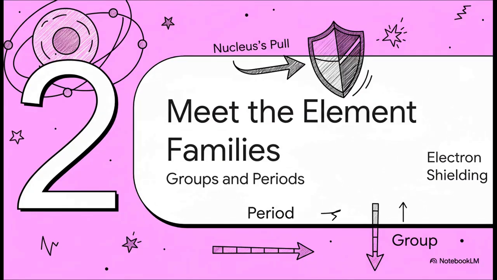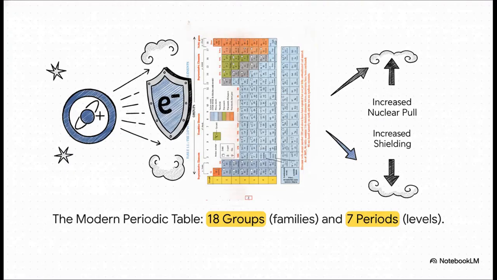Okay, so let's jump into Section 2, Meet the Element Families. Now that we know the organizing rule, let's explore the table's geography. We're going to look at its two main parts, groups and periods. So, the vertical columns, the ones that go up and down, those are called groups. The easiest way to think about them is as families. Just like in a real family, all the elements in the same group share similar characteristics and behave in similar ways chemically.